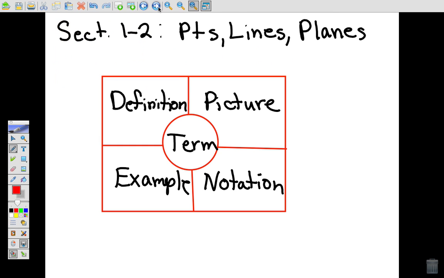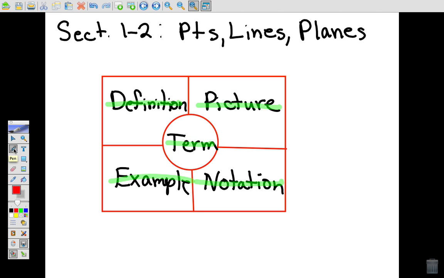So let's start by talking about how we're going to describe them, or how we're going to maybe take notes on them. What I have here is a circle map, and in the middle, notice that I have the word term, and this is going to be the word or the object that we're going to be describing. Now, in the top left box, we're going to give a definition. In the top right box, we're going to show a picture of this term or object. In the bottom left box, give an example of it. And finally, in the bottom right box is what we call notation.